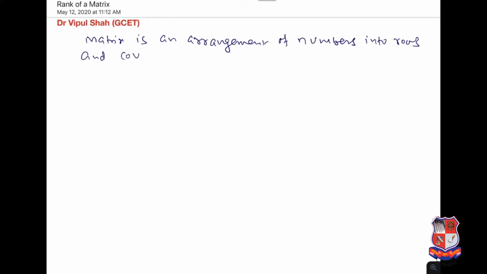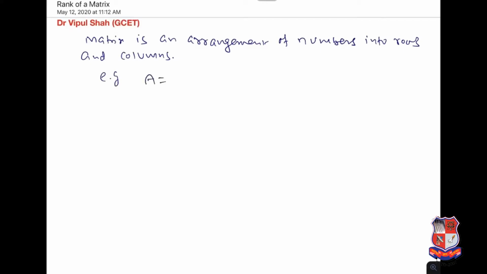So we all know that a matrix is an arrangement of numbers. These numbers may be real or complex also, into rows and columns. So this we have studied in our 12th standard. Different types of matrices and so on.